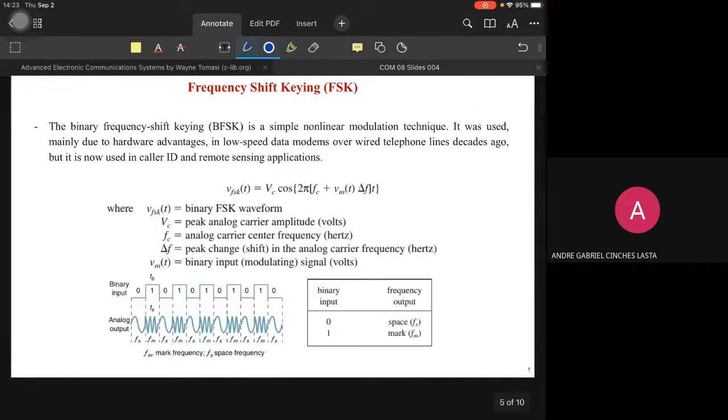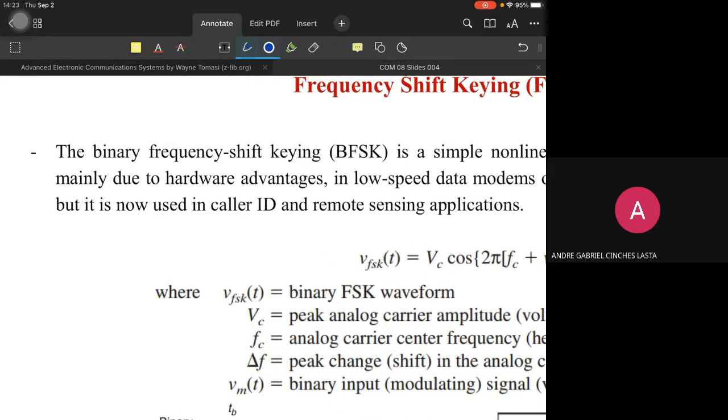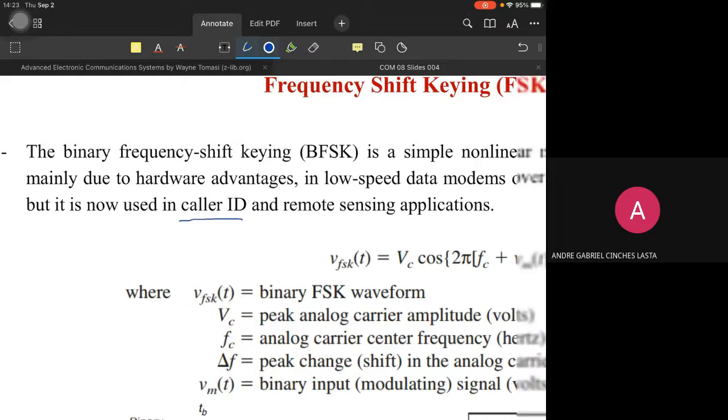So the binary FSK is a simple nonlinear modulation technique. It was used mainly due to hardware advantages in low-speed data modems over wired telephone lines decades ago, but is now used in caller ID. It is also used in digital telephones. This caller ID service is of course standard in 2G. The caller ID service utilizes FSK and remote sensing applications.